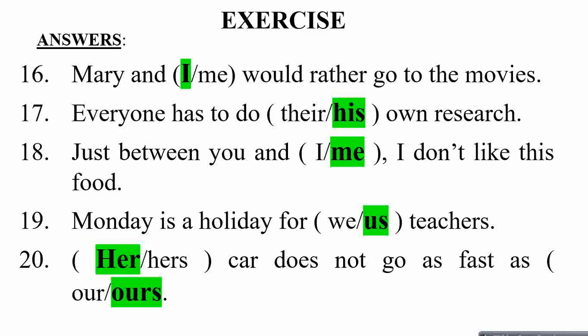Question 18, just between you and me, I don't like this food. So here the simple option me will be used because the subject is already there. Just you and me, you and me. Question 19, Monday is a holiday for us teachers. So it's about we all talking about each other.